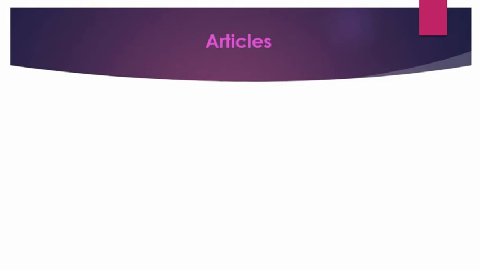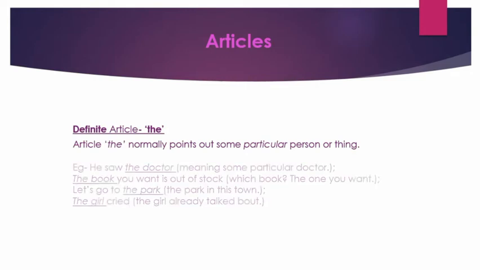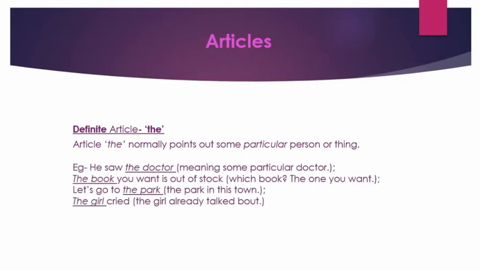And now we will study the definite article, that is the. The article the normally points out some particular person or thing. We can check out the example. He saw the doctor means some particular doctor. The book you want is out of stock. Which book? The particular book that we wanted.